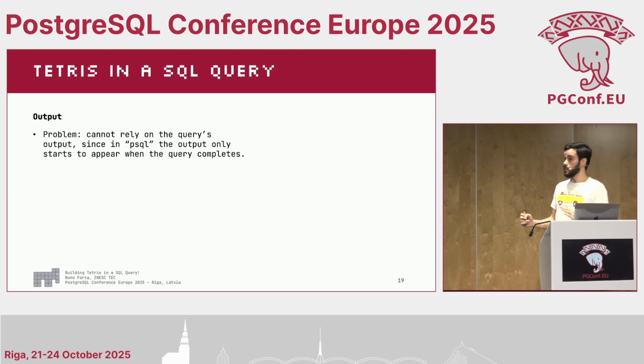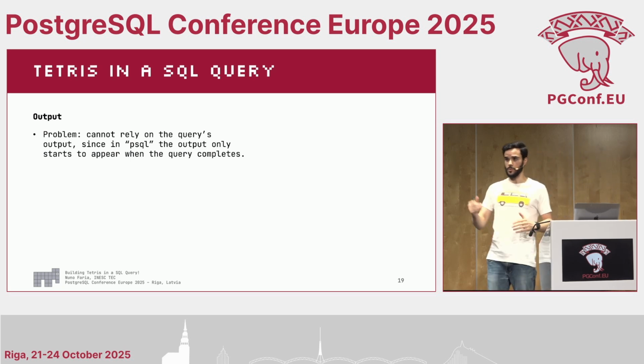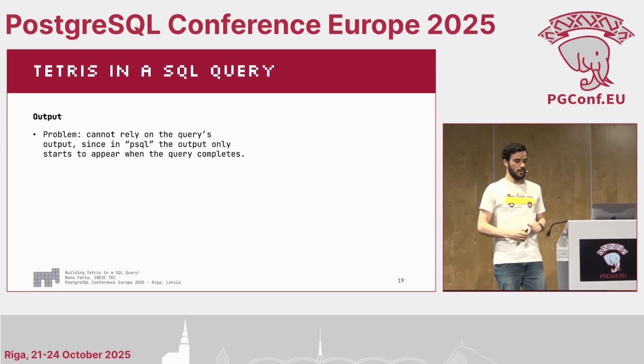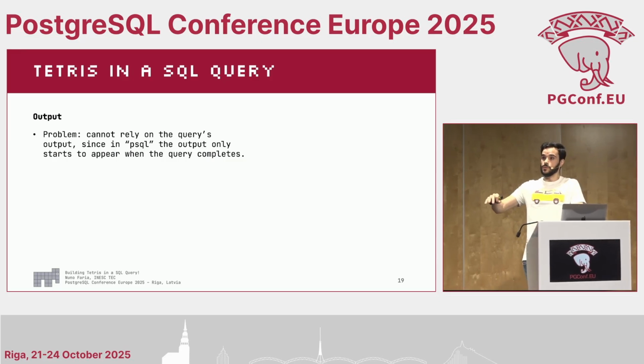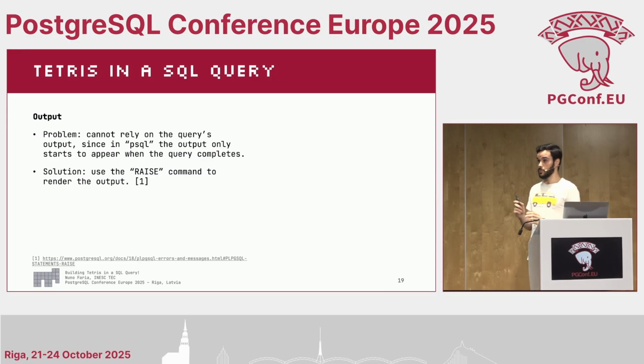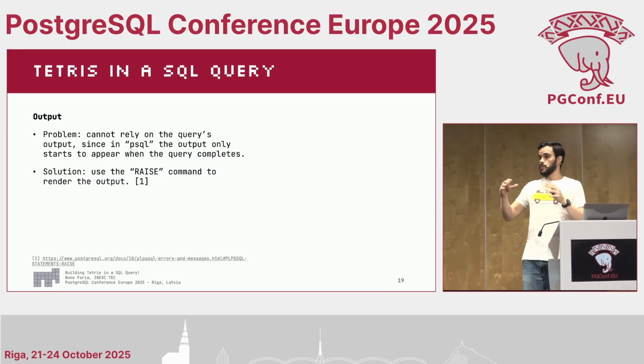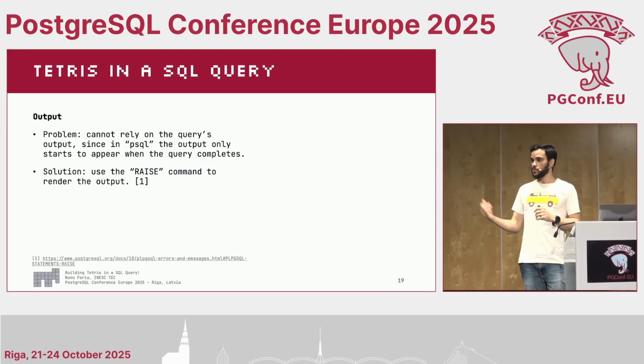Now, the next thing we need to handle is the output. So we need to render the game so the user can see what's happening. One problem is that we cannot rely on the CTE's output as our game rendering engine, because at least in the psql tool, the output only appears after the CTE finishes, so it cannot be used there. But what we can do instead is use the RAISE command to print some string to the standard output.